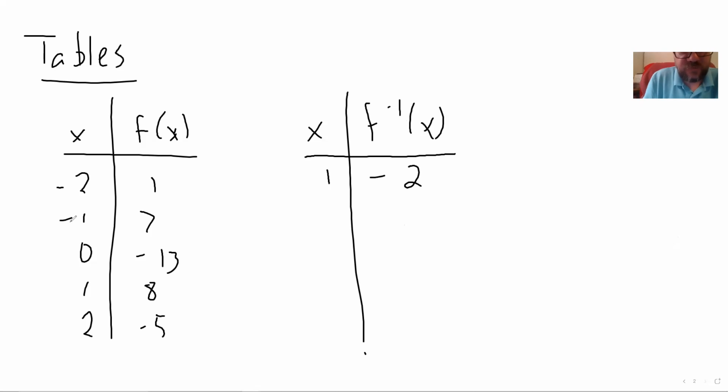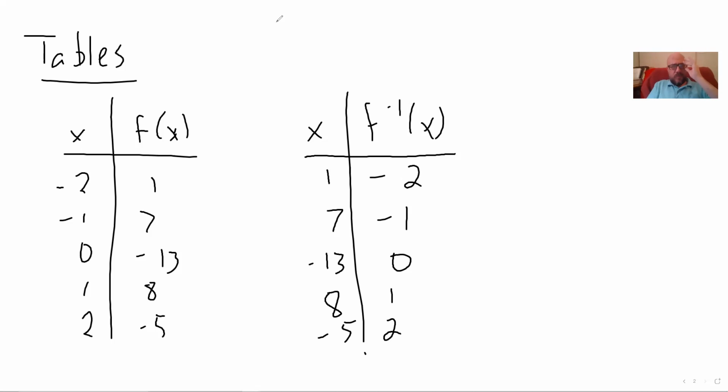Second row here says if I put negative 1 into f, I get out 7. Well, if I put 7 into f inverse, I should get out negative 1. So you can see what happens here. And it's really simple. You literally just flip the table over, right? That's how you find the inverse. That's how you find a table of values for your inverse function.